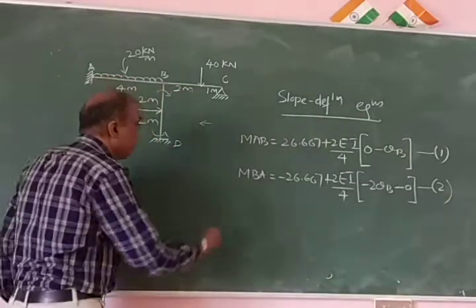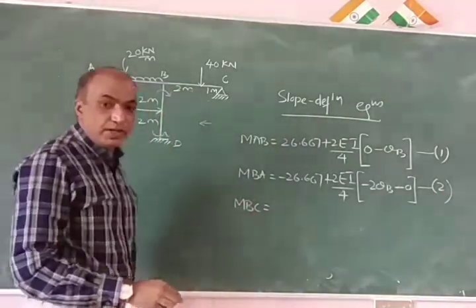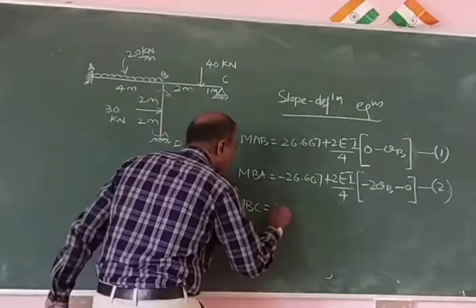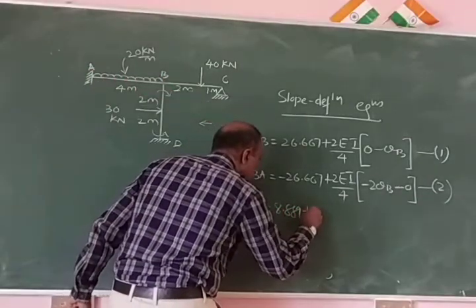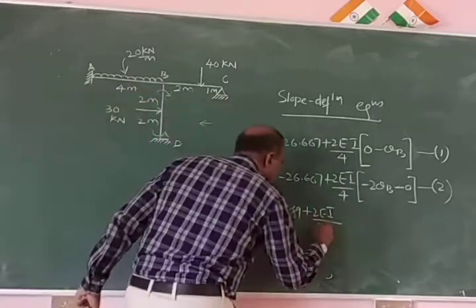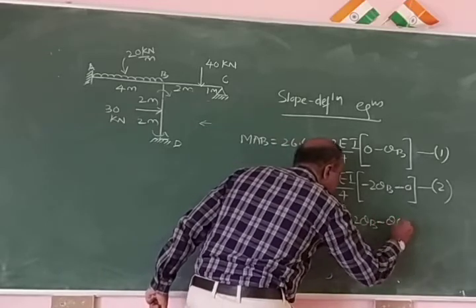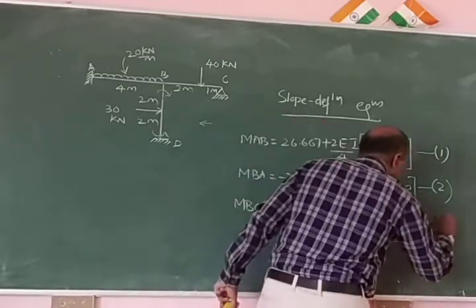And similarly MBC. MFBC we already know is 8.889, plus 2EI by L, L is 3, into 2 theta B plus theta C. This is the third equation.